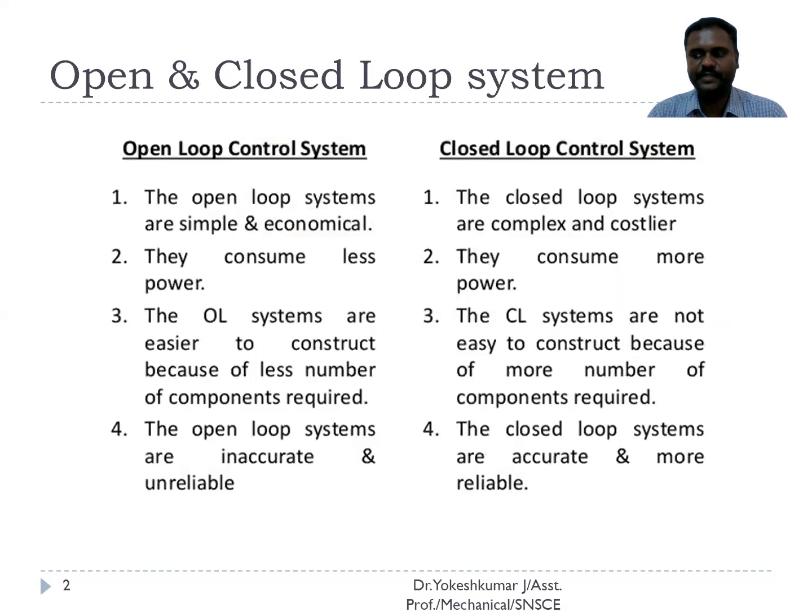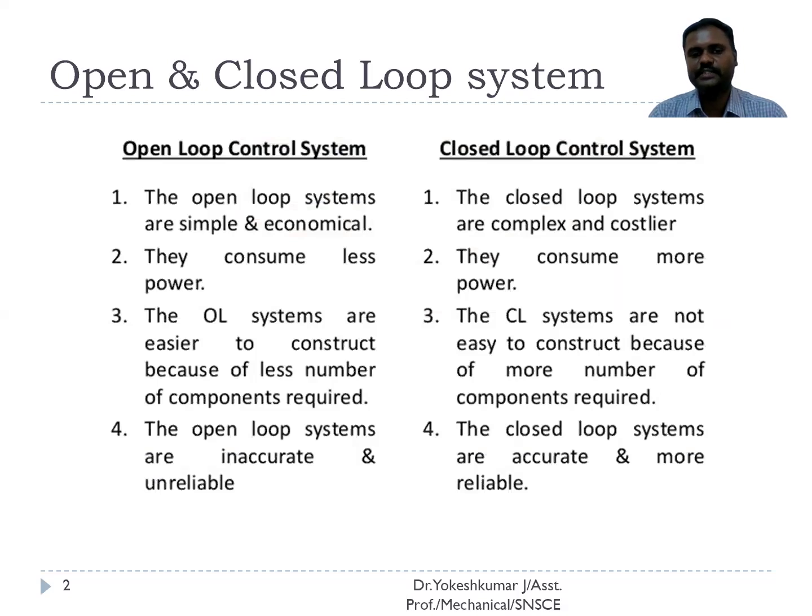Then the second difference is that open loop systems consume less power, because since the system is not sophisticated, with only a fewer number of parts we can operate it with minimum power. But on the other hand, the closed loop system has more parts. They consume more power, and moreover, it is costlier also.